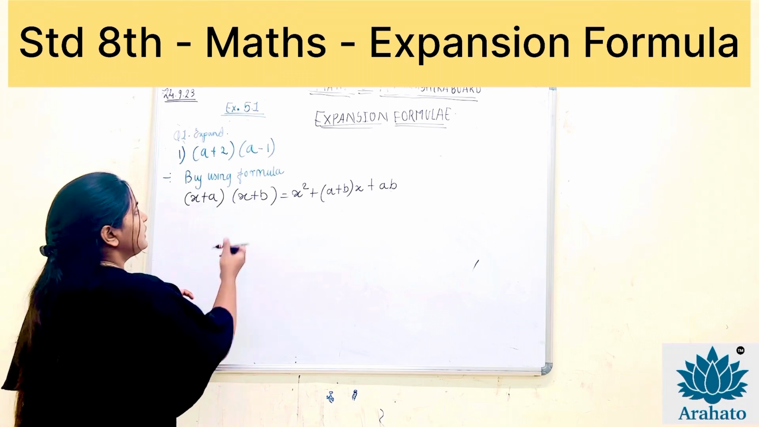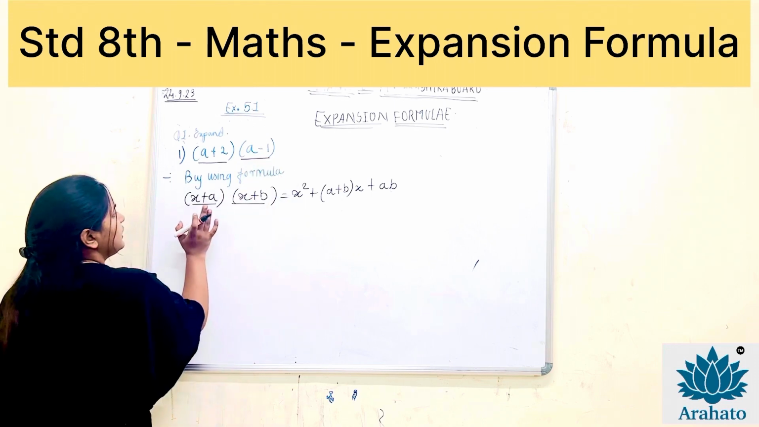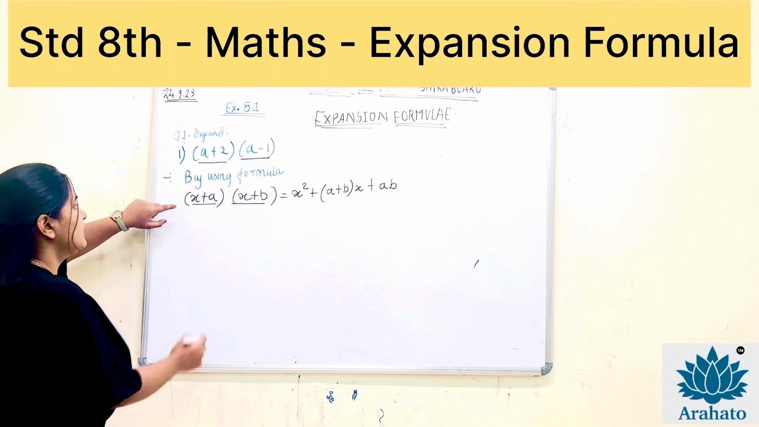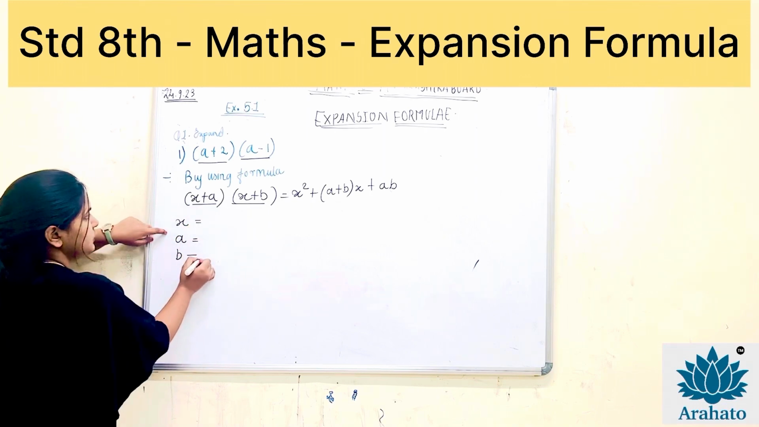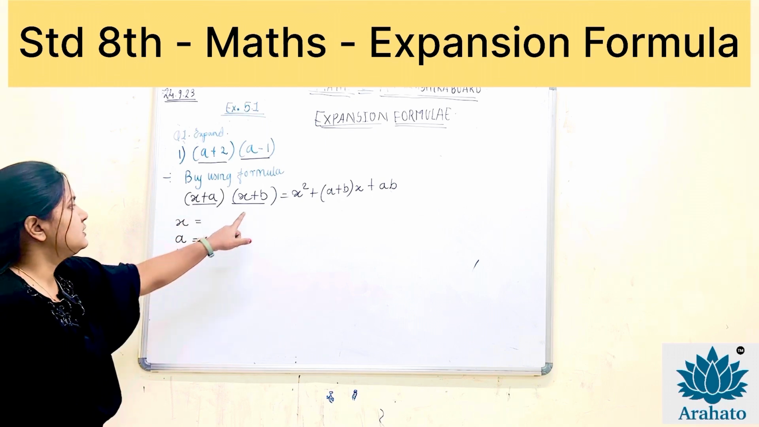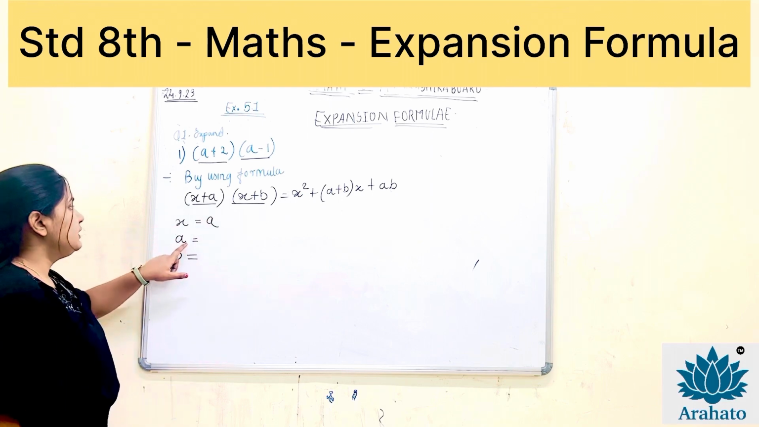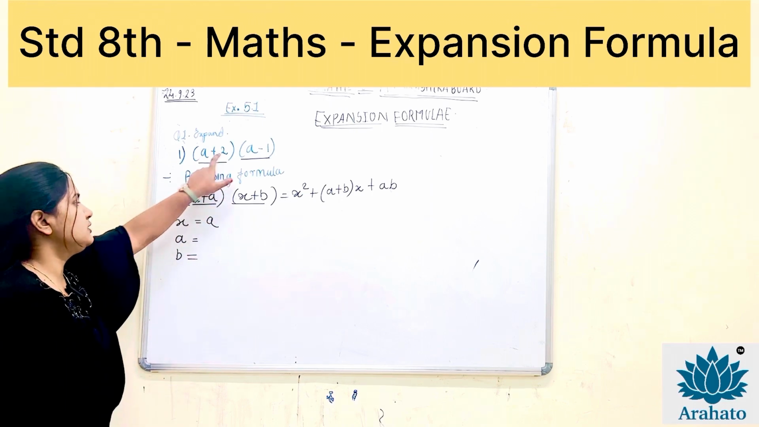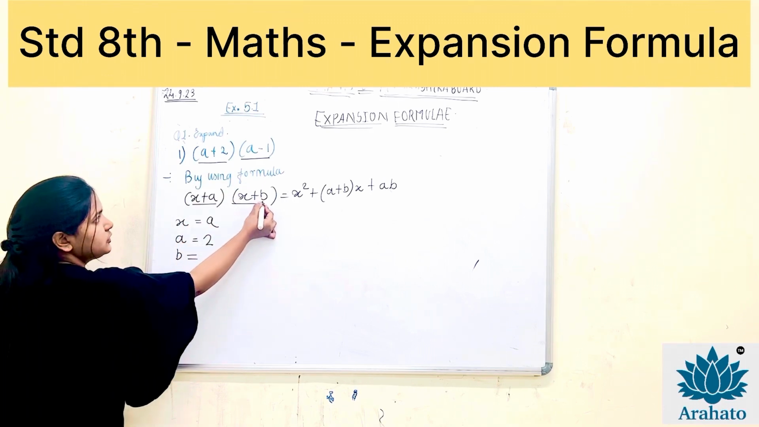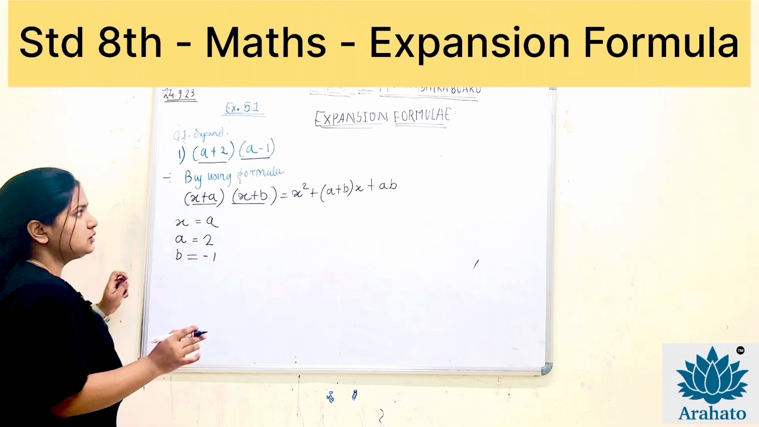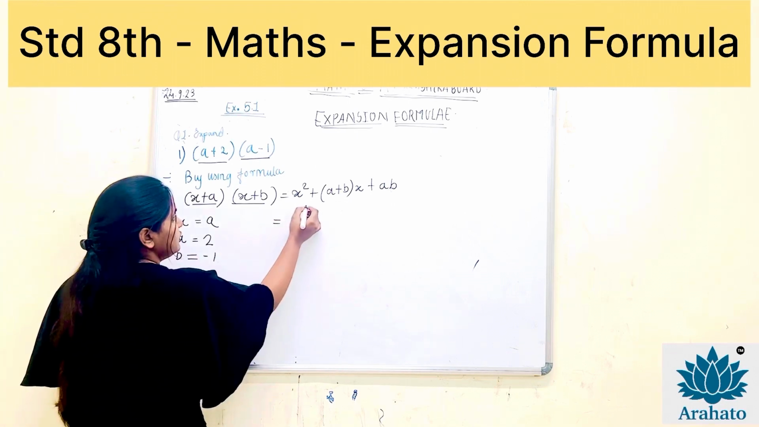Now compare this whole formula with this whole term. Now write what is x, what is a, what is b. We can see here x is repeated, so can I write x is equal to a? Yes. Here a is not repeated, so here a is equal to 2. Now b is equal to minus 1. Now don't see this question, directly put these values into this formula.